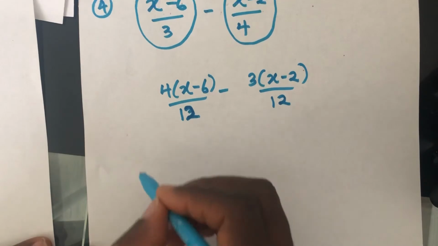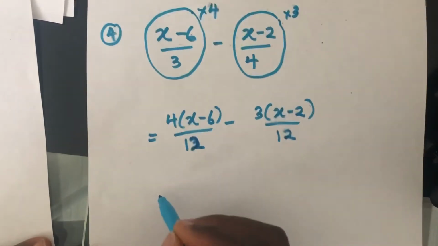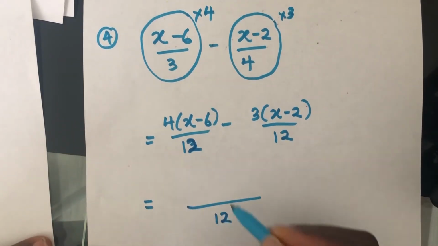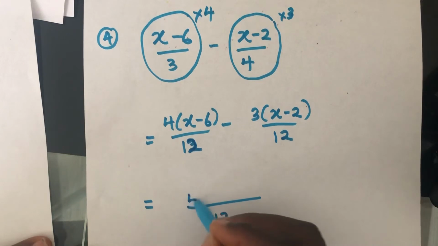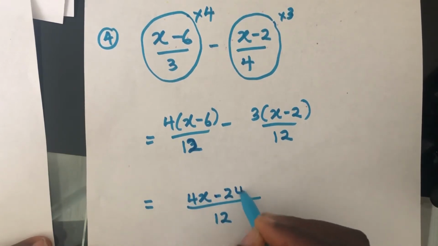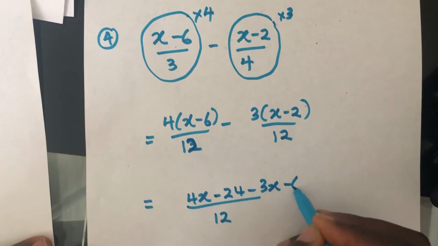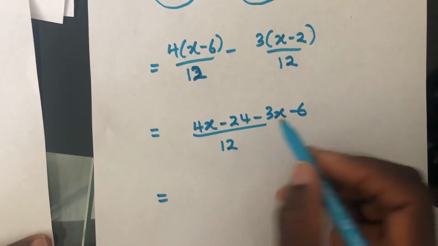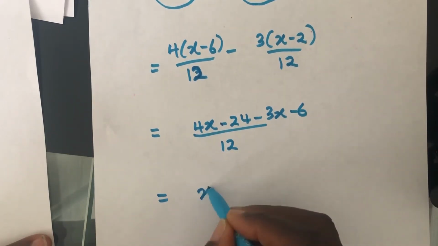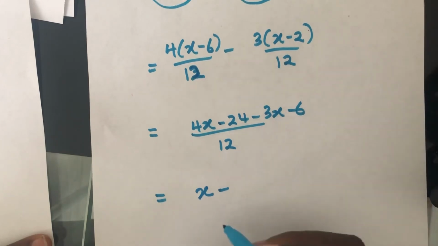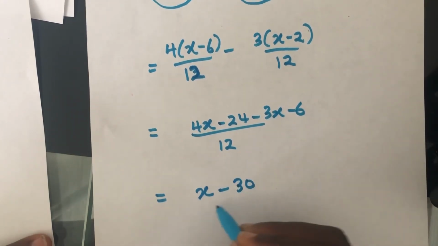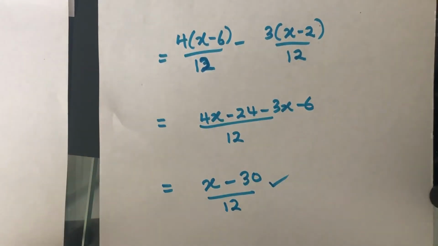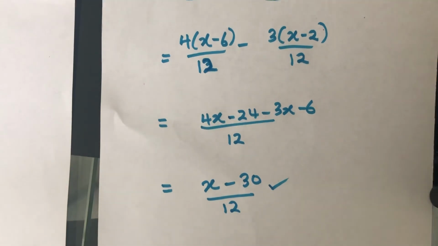Now the bottom numbers are the same, so we can now expand the brackets. Let's write 12 on the bottom, and this would be 4x minus 24 minus 3x minus 6. Collecting like terms now, 4x minus 3x is 1x. Minus 24 minus 6 is minus 30 over 12. We can leave it as it is, or we can simplify it further, but I think it's all right as it is. Okay, that's where I'm going to end it.